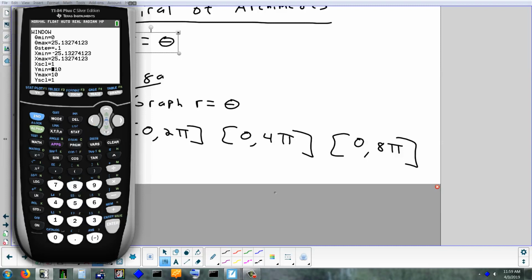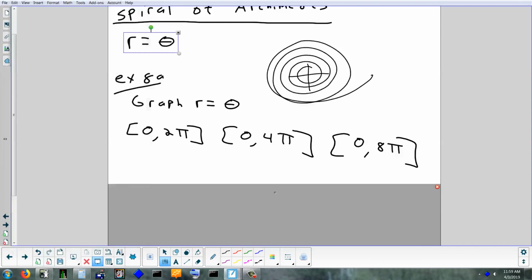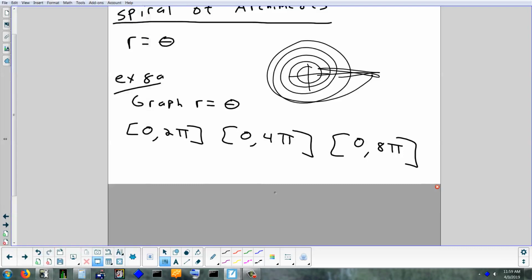I'm making my window negative 8 pi to 8 pi in every direction. That's a little overkill, because the only direction you really need 8 pi in is this part going this way. That's where it's going to be the biggest, okay, as you head to the right. Okay, let's take a look. So we got 1, 2, 3. I should be good. Okay, 4. And there's my spiral. Okay. So this just changes the amount of revolutions you see.